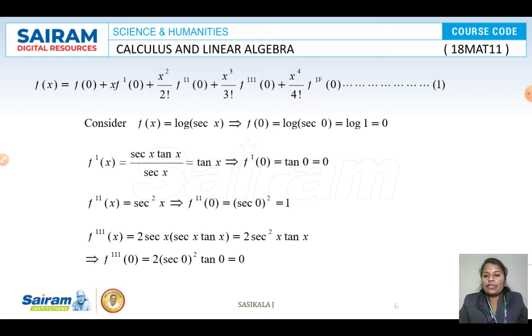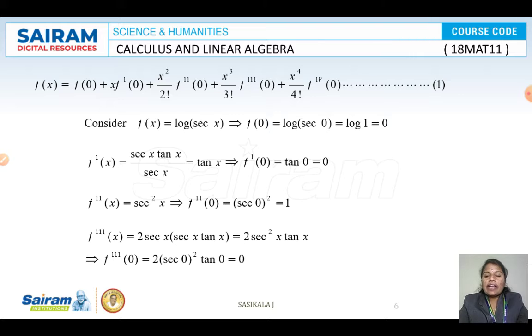f(x) is equal to f(0) plus x into f'(0) plus x squared by 2 factorial into f''(0) plus x cubed by 3 factorial into f'''(0) plus x power 4 by 4 factorial into f''''(0) plus etc. So, here the first thing we need to find is all the derivatives, and immediately I am going to find the values by substituting 0.